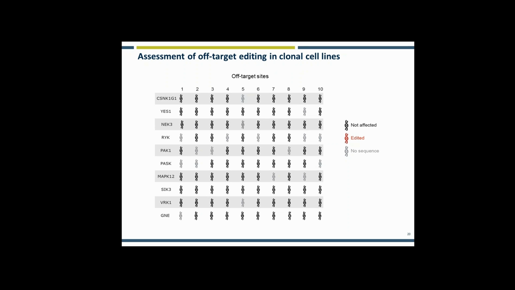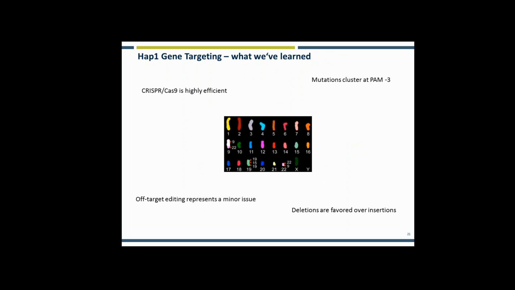And so just to summarize this section, what we found with targeting in HAP1 is that it's a highly efficient system. We've seen that our mutations cluster around the PAM-3 site, and that generally speaking deletions are favored over insertions, although the 1 base insertion is the most common mutational event in the system. And we believe that off-target editing represents a minor issue.